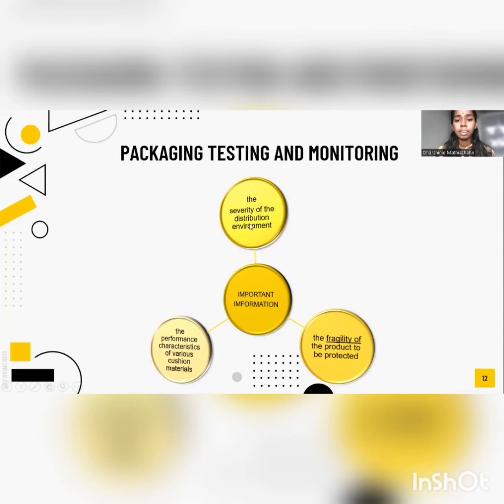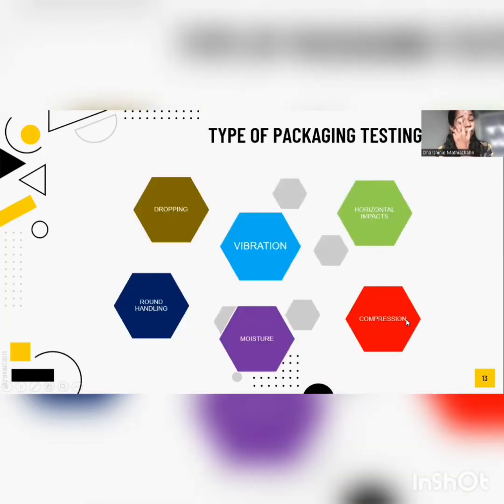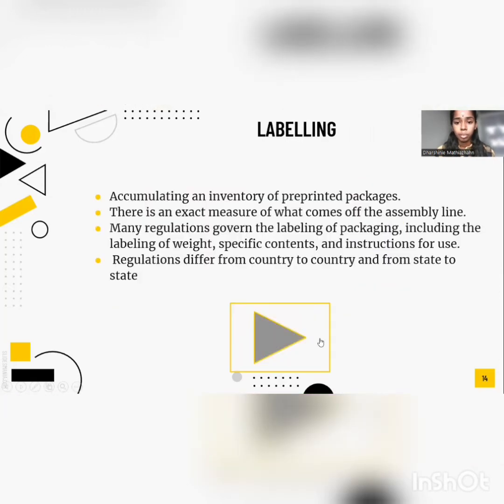The severity of the distribution environment and the fragility of the product to be protected. Okay. There are six types of packaging testing. First is dropping, rolling, handling, vibration, moisture, horizontal impact, and compression. Okay.